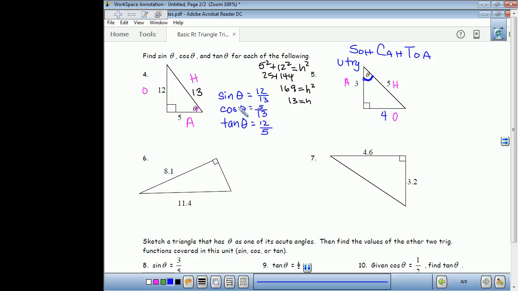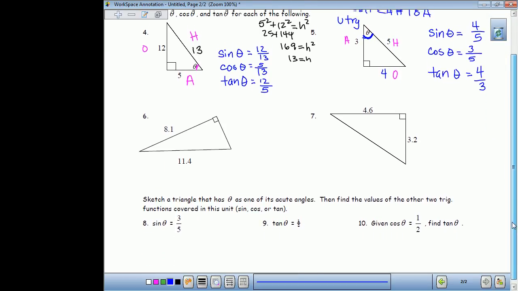So now let's do sine, cosine, tangent. Sine of the angle is the opposite over the hypotenuse. So in this case, it is 4 over 5. Opposite over hypotenuse. Cosine of theta, adjacent over hypotenuse. Adjacent is 3, hypotenuse is 5, so 3 over 5. Tangent is opposite over adjacent. So opposite side is 4, adjacent side is 3.